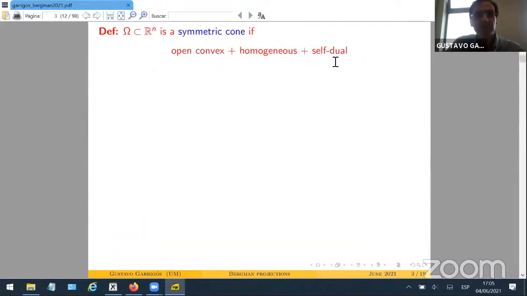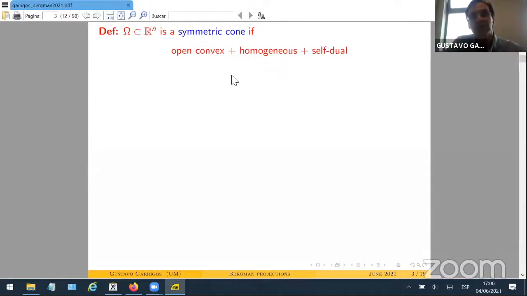So what is a symmetric cone? Well, for me, it is just a cone. It's an open convex set, which consists of half lines. And when you say that the cone is homogeneous, what you require is that any two points in the cone can be mapped into each other by a linear transformation that preserves the cone.